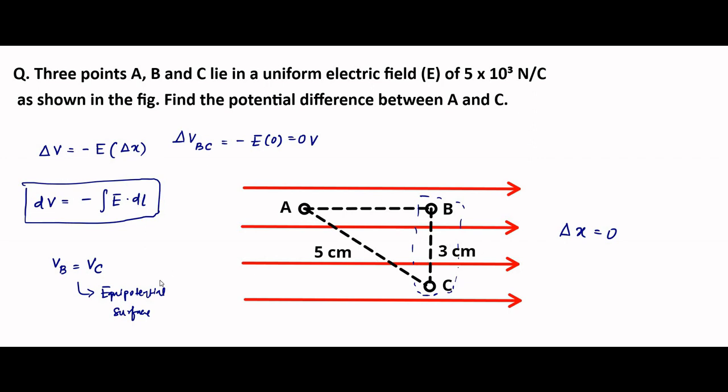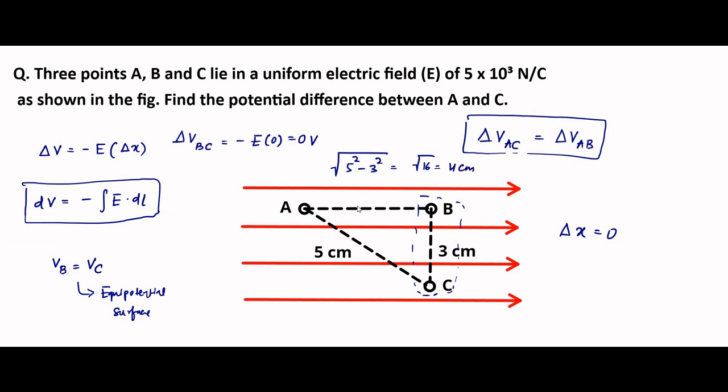Now here, as VB is equal to VC, the potential difference between points A and C is the same as the potential difference between points A and B. We can say that because VB is equal to VC. Now, for points A and B, the separation distance, by simple application of Pythagoras theorem, is root over of 5 square minus 3 square, that is root over of 16, that is equal to 4 centimeter. AB is equal to 4 centimeter, so that is equal to 4 into 10 to the power minus 2 meter.